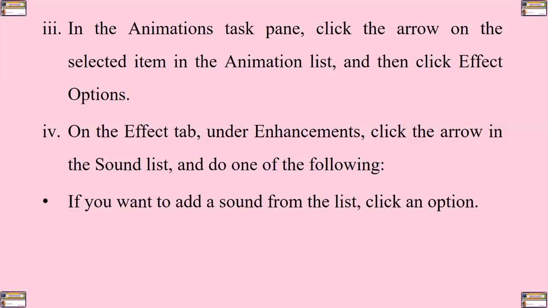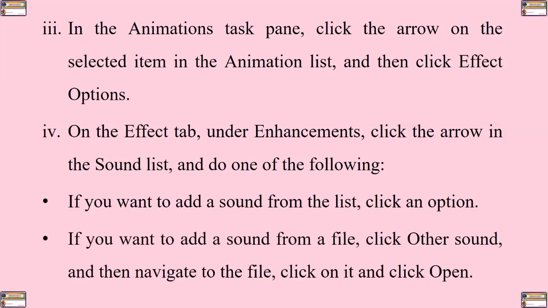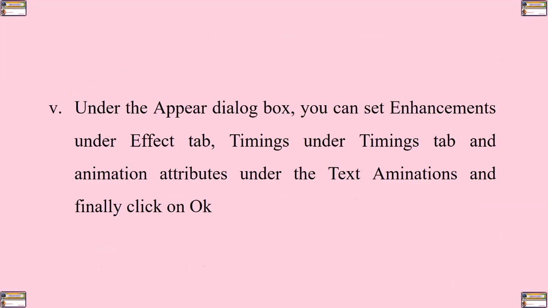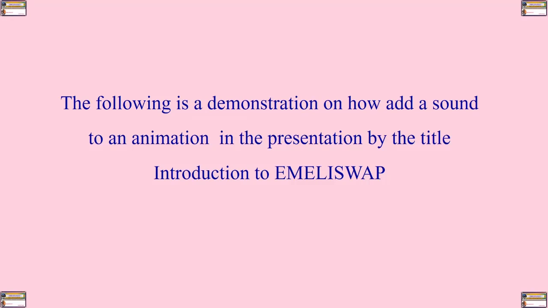If you want to add a sound from the list, click an option. If you want to add a sound from a file, click Other Sound, and then navigate to the file, click on it, and click Open. Under the Appear dialog box, you can set enhancements under Effect tab, timings under Timings tab, and animation attributes under the Text Animations, and finally click on OK. The following is therefore a demonstration on how to add a sound to an animation in the presentation with the title, Introduction to MLSwap.